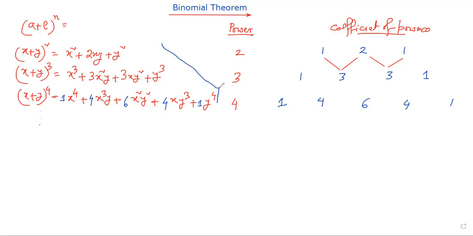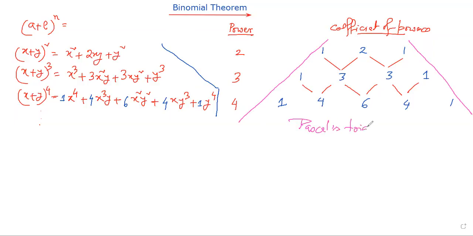Now I need to tell you about this logic as it goes on: 1 plus 3 totals 4, 3 plus 3 totals 6, 3 plus 1 totals 4. Whatever we are writing, this entire thing is called Pascal's triangle. That means this triangle will determine the coefficients of the power, and in this way we can write any power. And this is the initial logic of the binomial theorem.